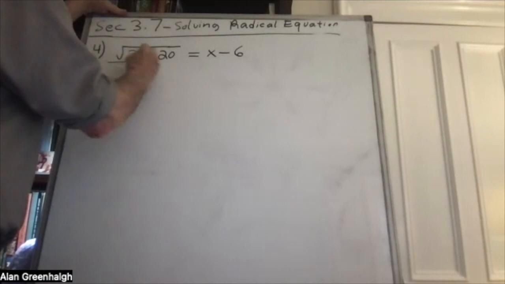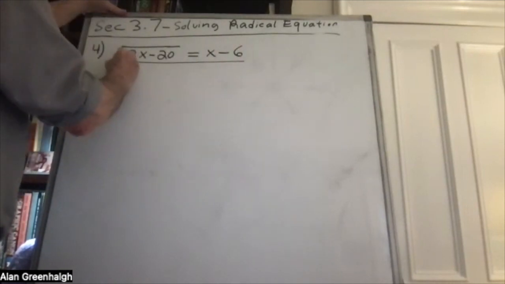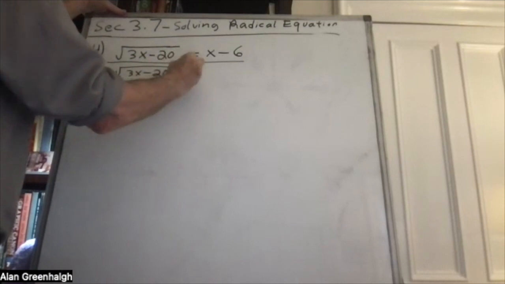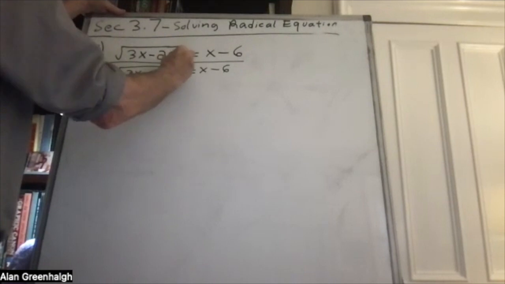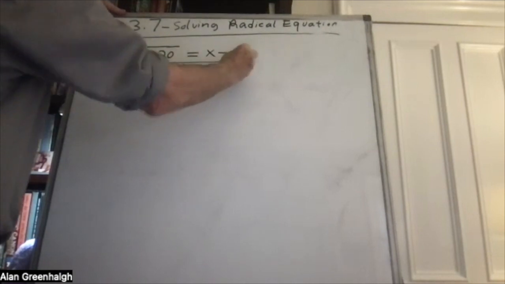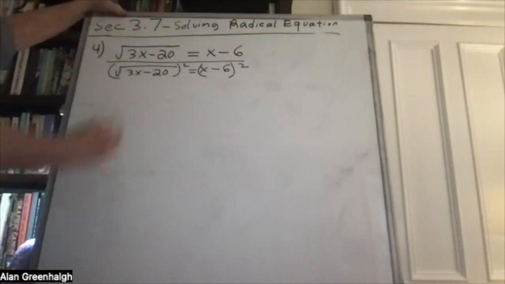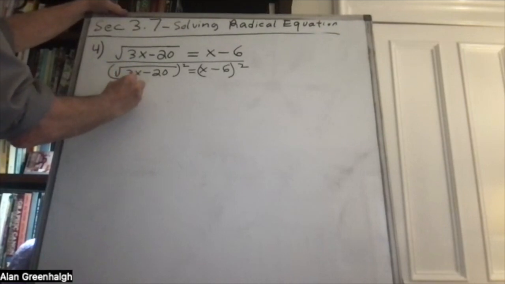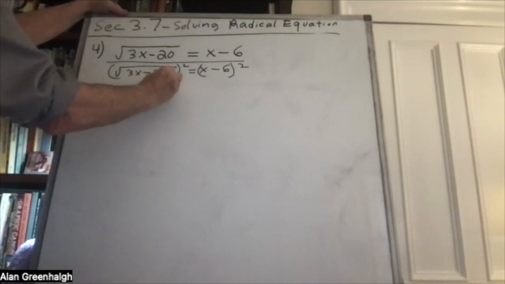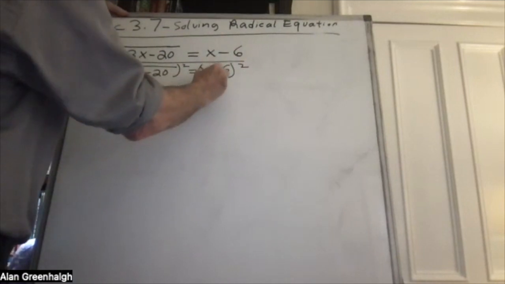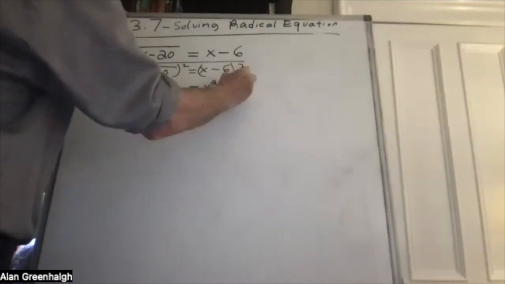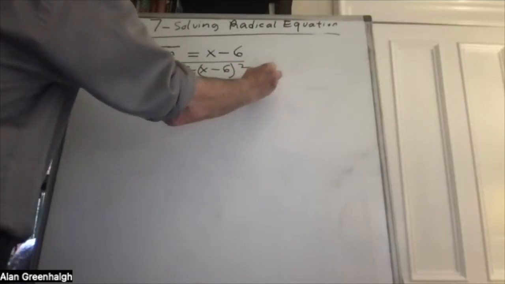So, again, I'm going to rewrite the equation. The square root of 3x minus 20 equals x minus 6. And I'm going to square both sides of the equation. That's the first step. This becomes 3x minus 20. This becomes x squared minus 12x plus 36.